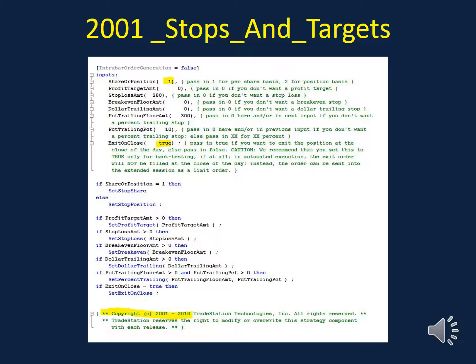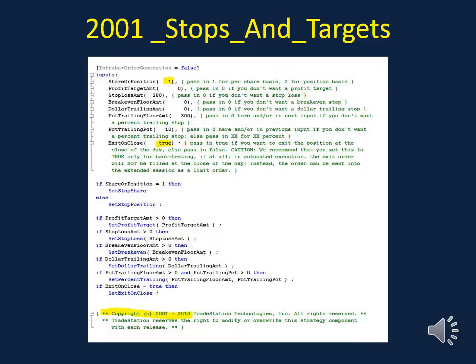Share or position: if you want to have it on a per contract basis, or if you're trading stocks, a per share basis, you would put the number 1 there. Normally I put the 1 there for futures and the 2 there for stocks. Also, exit on close, you put the word true if you want to get out when the signal is at the end of the day, or you put in false in this version. They've changed that in the newer version, and we'll look at that in a minute. And then, of course, the copyright notice is 2001 to 2010. That's how you can tell which one you have easily.